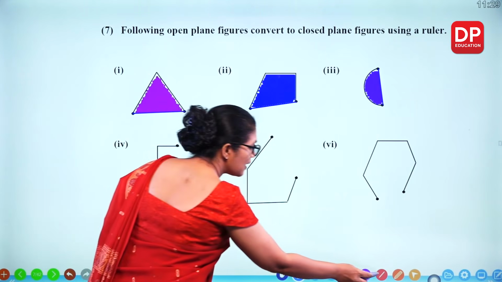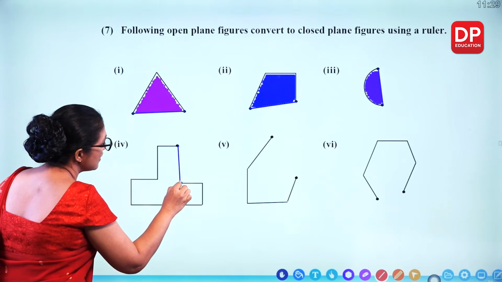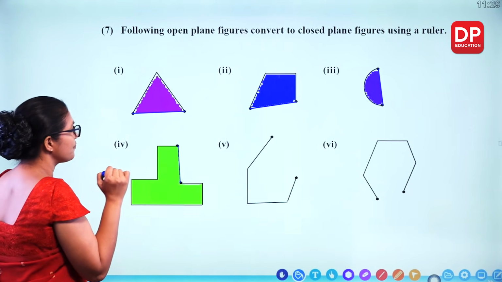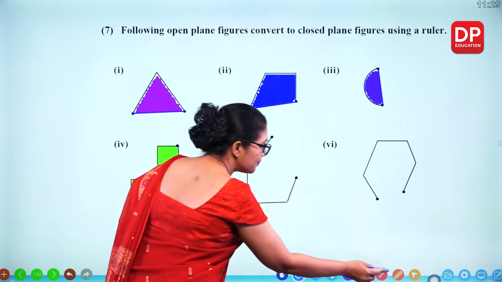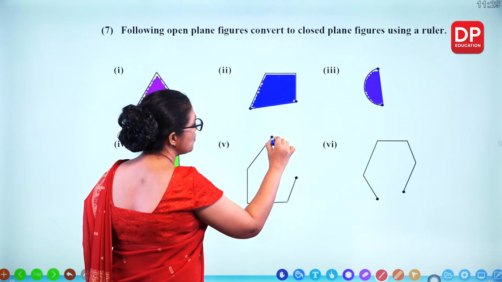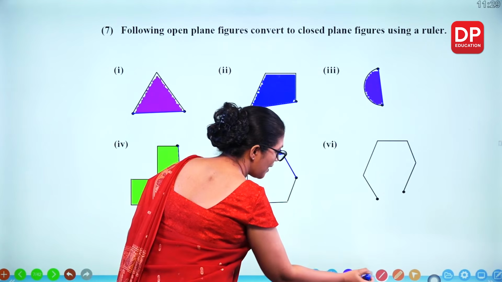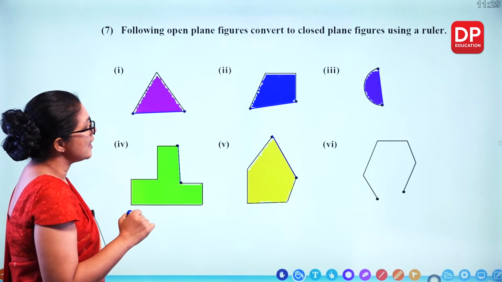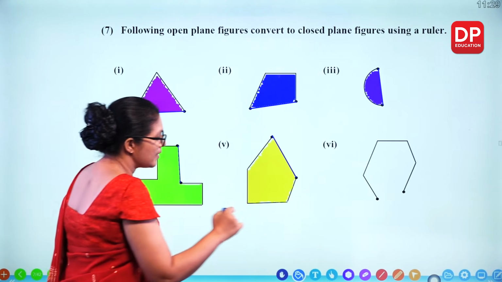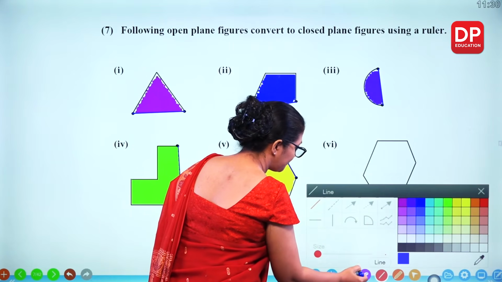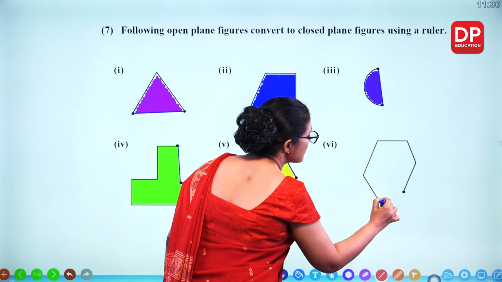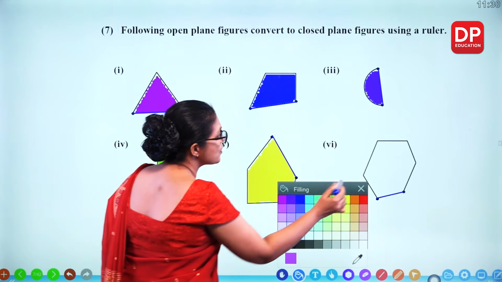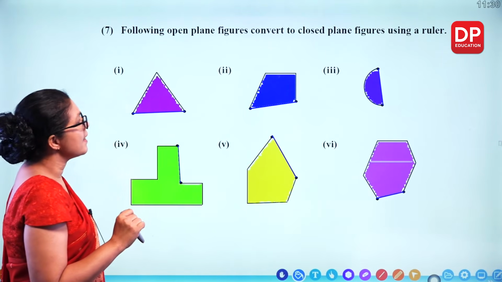This is an open plane figure. Take the ruler and connect these 2 points and put a color. What about this one? Connect with the ruler and put a color there. So we'll take a different color now. So that's a closed plane figure now. Take the other one, take the ruler and connect. And you can make closed plane figures like that.